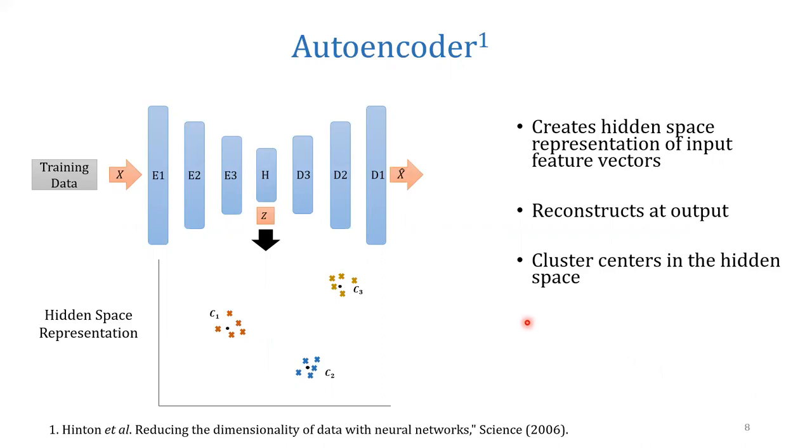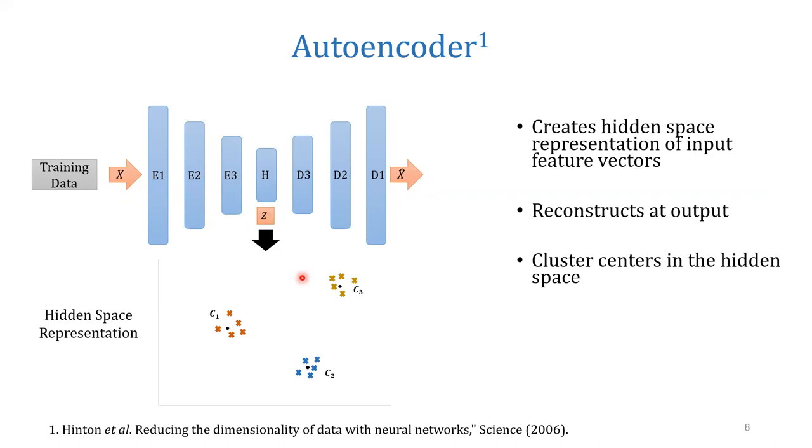Now we know that an autoencoder consists of an encoder and a decoder. Here the encoder consists of a number of encoder layers, for example, E1, E2, E3, and the decoder consists of a number of decoder layers, D3, D2, and D1. When we apply a feature vector to this autoencoder, the encoder maps the input feature vector and creates a hidden state representation Z in the hidden state of the autoencoder. And the decoder performs exactly the opposite operation. It reconstructs from the hidden state representation Z a reconstruction of the input feature vector as X cap. The autoencoder is typically trained by minimizing the reconstruction loss between X cap and X.